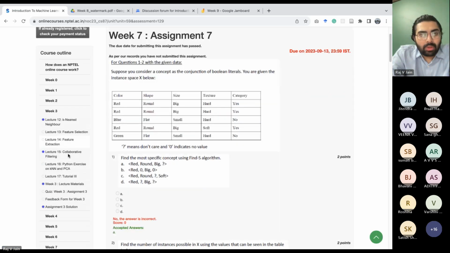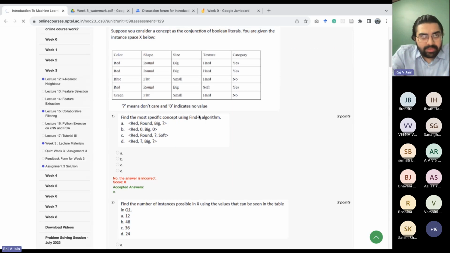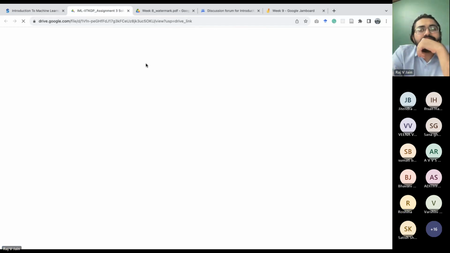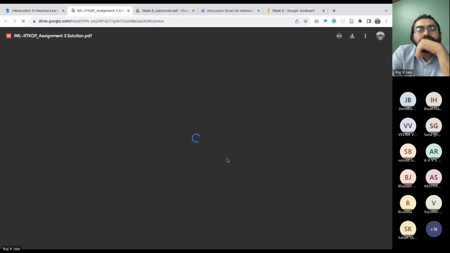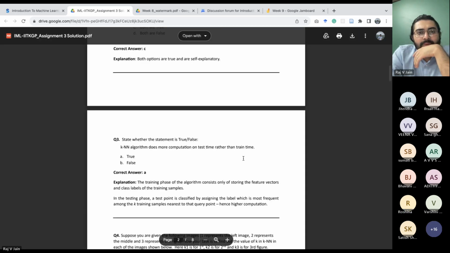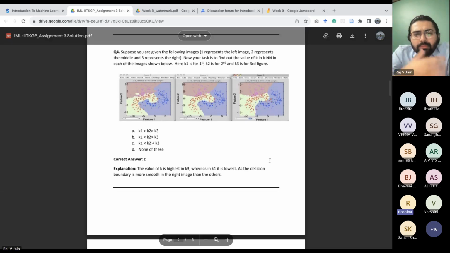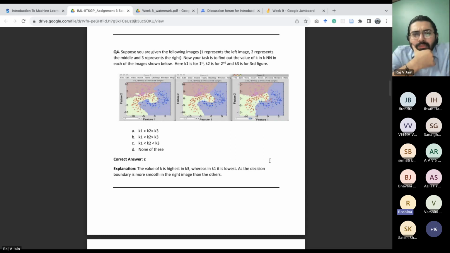Sir, assignment 3. Can you open the assignment solution? Assignment 3 solution. Question number 4. In the explanation, it is written that higher the value of k, the smoother is the decision boundary. But in question number 8... Once again, what is the question? K is what? Oh, KNN. Okay, higher the value of K, the smoother it will be.